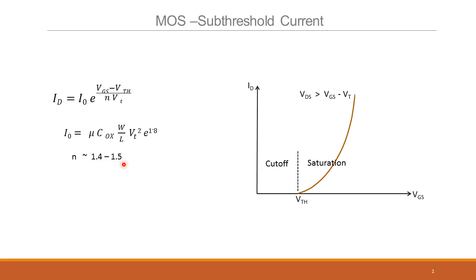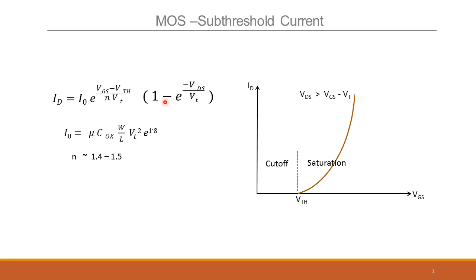N varies from 1.4 to 1.5. It's an empirical constant fit to make sure that the observed ID matches this equation. Okay. Notice one thing, that we have said that ID is actually exponential in VGS, but we didn't say anything about how it depends on VDS. Right? Is it the same for all VDS? Cannot be, right? Because when VDS equal to 0, no current should ideally flow.